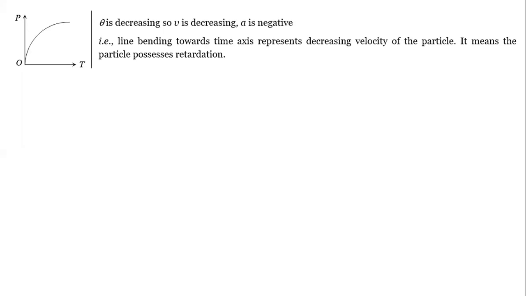In this case, you can see the angle initially was around 90 degrees and the angle is slowly and steadily becoming 0. So the angle is decreasing, tan of the angle will decrease. If tan of the angle is decreasing, directly we can say the velocity is decreasing and acceleration is negative. So the line bends towards the time axis, which represents decreasing velocity, meaning the particle possesses retardation.